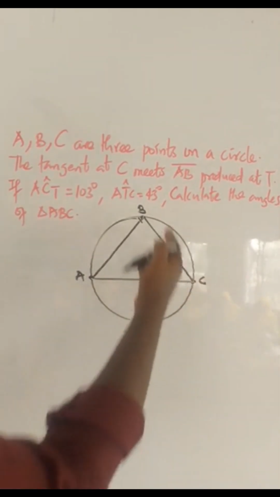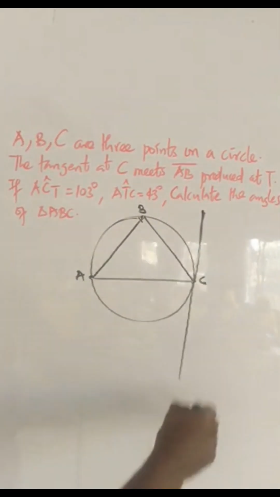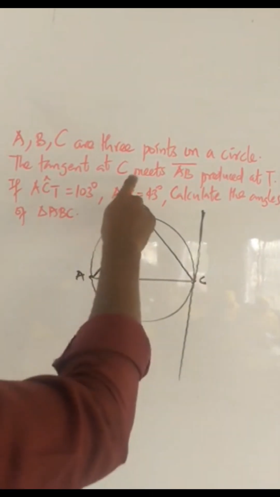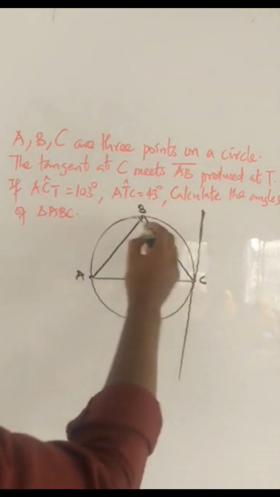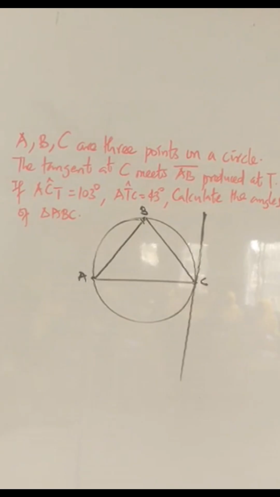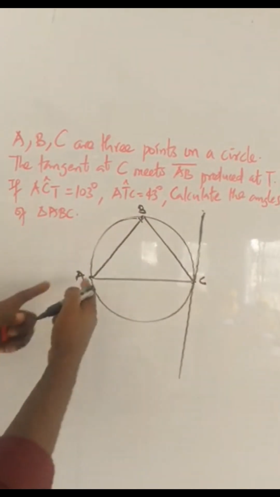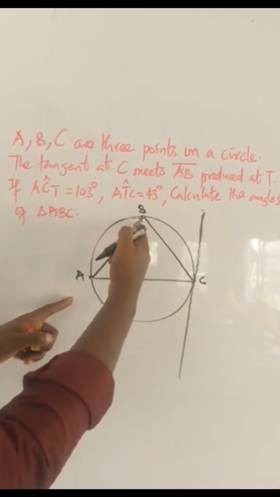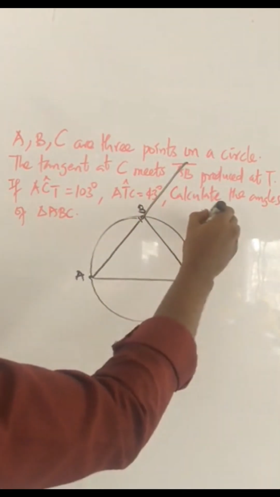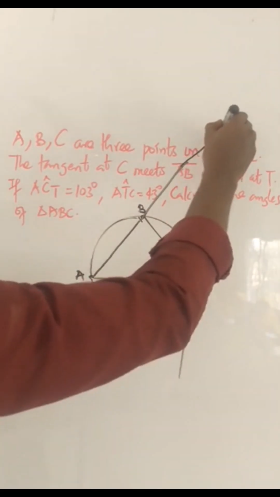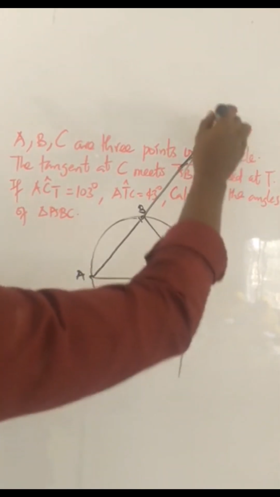Tangent at C, meaning we have a tangent, a line that touches C. So the tangent at C meets AB, produced at T. So this is the tangent at C. It meets AB, produced at T. If we produce AB here, the line will never meet, so let's suppose AB is produced this way. This tangent is produced this way. So they met at T. So this is our T.